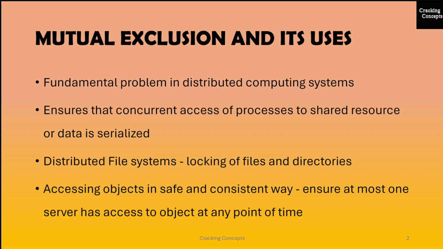Mutual exclusion is a fundamental problem in distributed computing systems. Mutual exclusion ensures that concurrent access of processes to a shared resource or data is serialized, that is, executed in a mutually exclusive manner. Now, mutual exclusion is used in distributed file systems for locking of files and directories. It can also be used for accessing objects in a safe and consistent way to ensure that at most one server has access to an object at any point of time.